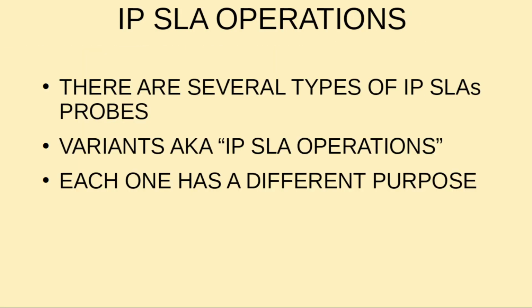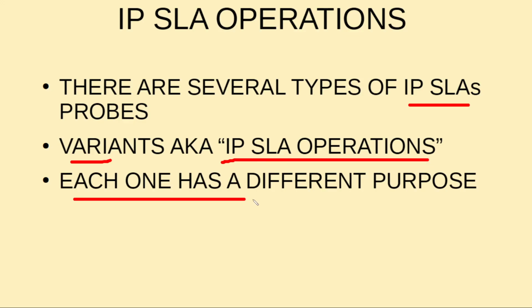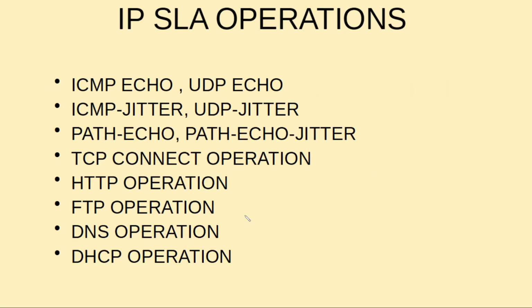Let's move on and start explaining what IP SLA operations we have available with Cisco, how to configure them, and how to verify them. There are several types of IP SLAs out there. These variants are officially known as IP SLA operations. Each one of these has a different purpose. These are the most important ones. There are several of them.